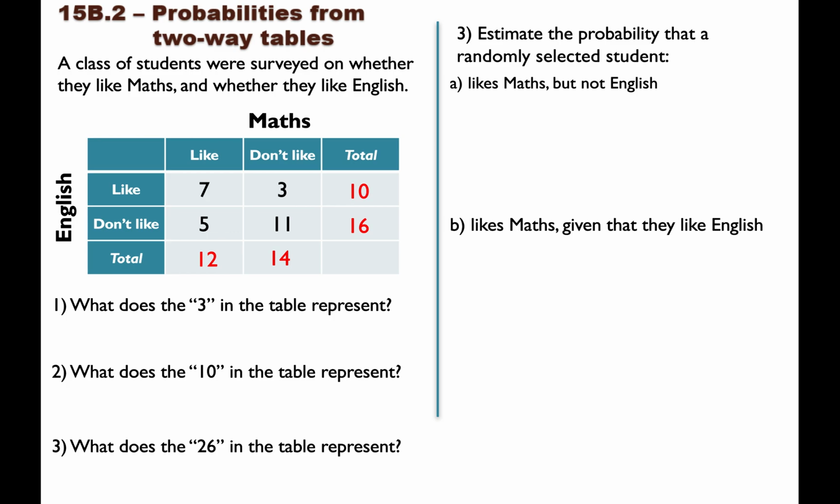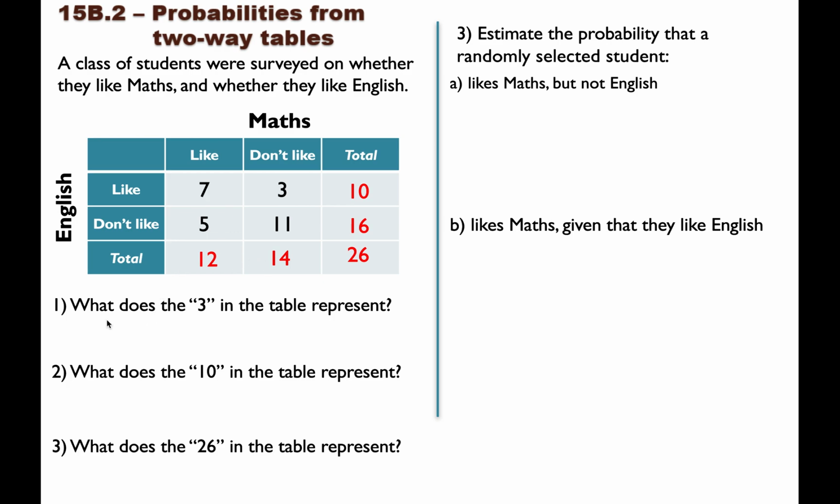For example, out of the whole class, 10 like English and 16 don't like English. 10 plus 16 is 26. There are 26 students in the class, 10 of them like English and 16 don't. Another way of getting this number is saying, okay, there are 12 students who like maths, plus 14 students who don't like maths, so in total there are 26 students. So this number here, it doesn't matter if you add up those two numbers or those two numbers.